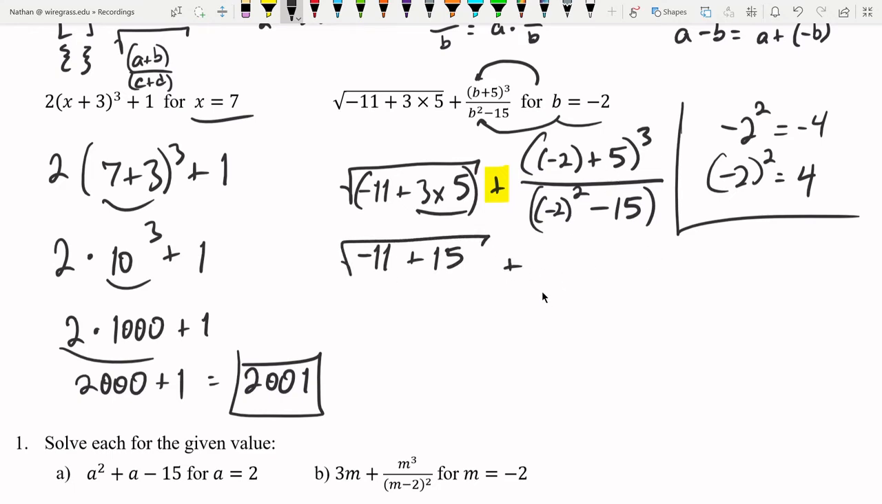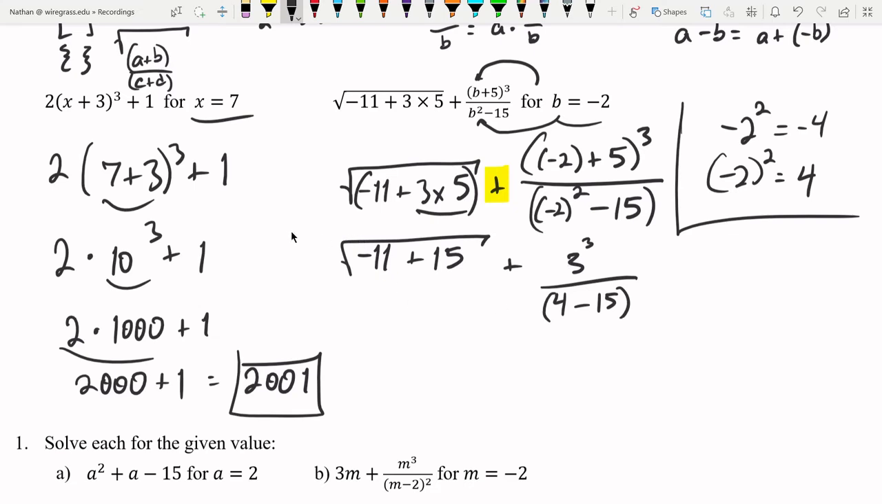In the fraction, I have negative 2 plus 5. That has to be done before anything I can do with the fraction, because the fraction bar groups everything in the numerator and everything in the denominator. So before I can do anything between the numerator and the denominator, I must simplify them. So I can do -2 plus 5 first on top. That's going to give me 3 cubed. And on bottom, we have this power, -2 squared. That's 4.